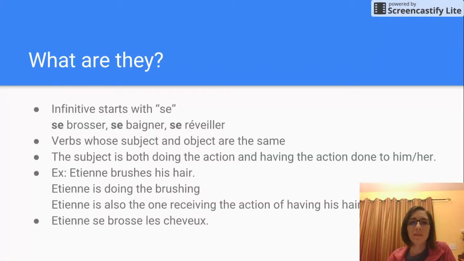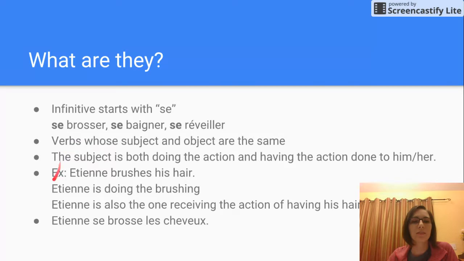Now, a reflexive verb is a verb whose infinitive starts with the word se. We have some examples: se brosser, se baigner, se réveiller. These are verbs whose subject and object are the same. That means that the person doing the action is also the person receiving the action.